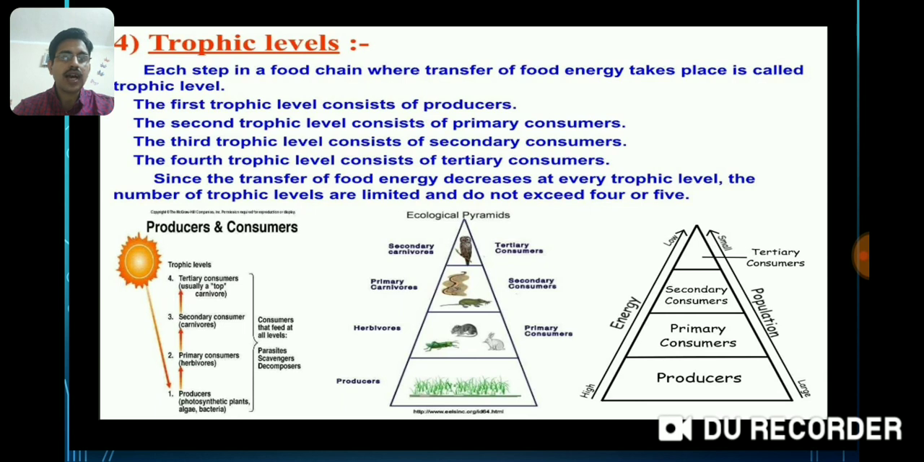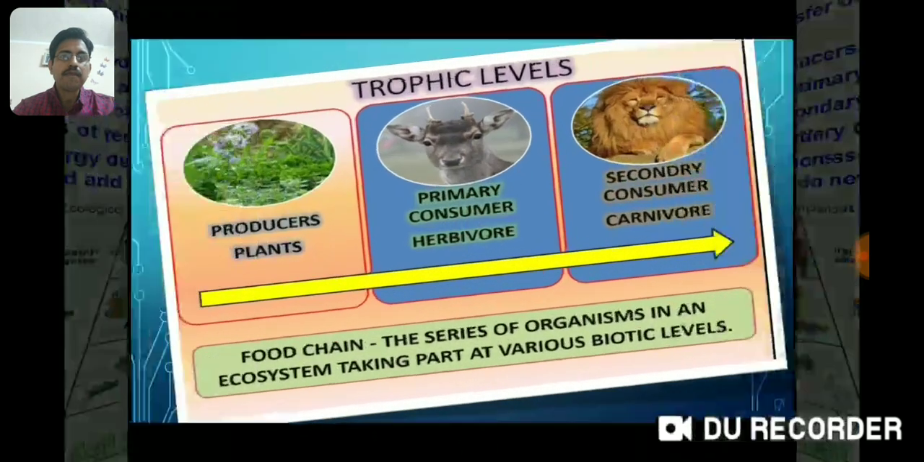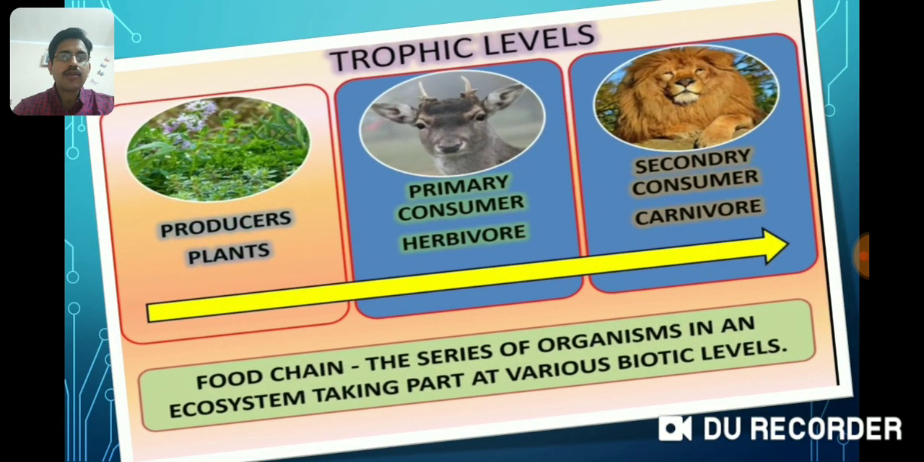The trophic level which has higher energy level supports a large number of organisms, while the trophic level which has low energy level supports only few organisms. That's why there are only few tigers and lions, but there are so many producers, that is plants and vegetation on earth. From this slide you can easily understand the movement of energy through trophic levels. Energy moves from producer plants to primary consumers, which are always herbivores, that is plant eaters, and then the energy is transferred to the secondary consumer, that is carnivore. Thus food chain is a series of organisms in an ecosystem taking part as various biotic levels.